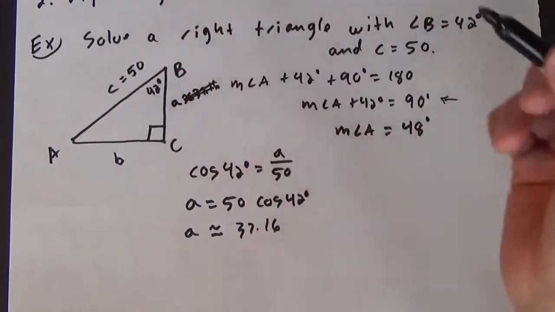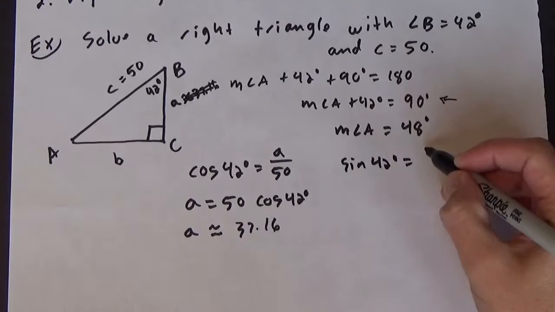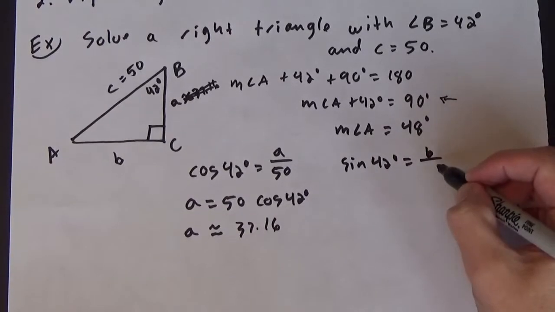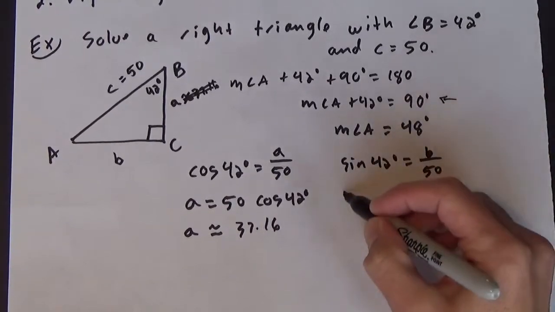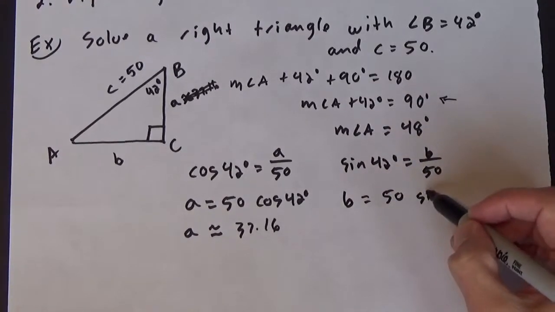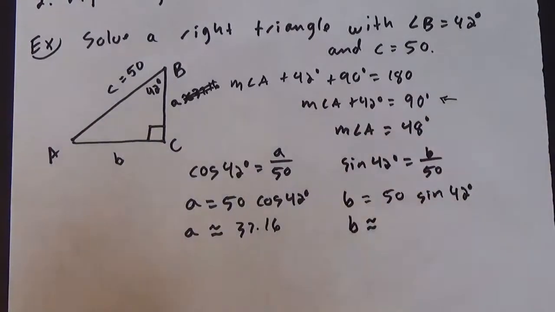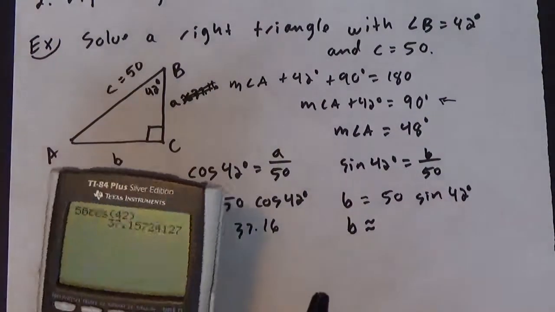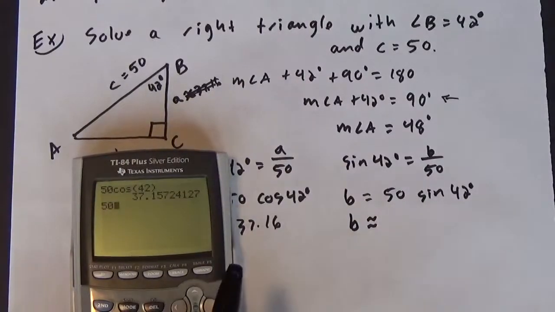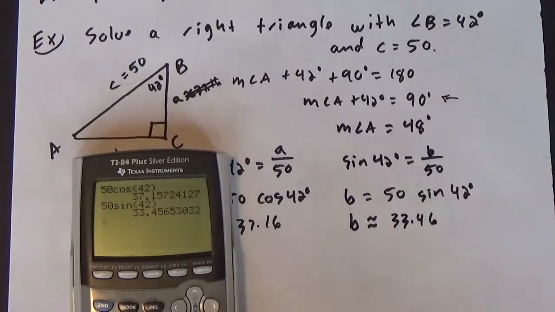So we have opposite, and that's the sine. It's the opposite, B, over the hypotenuse, 50. So B is equal to 50 times the sine of 42 degrees. So B is approximately, let's see here, 50 times the sine of 42. And that is 33.46. Good.